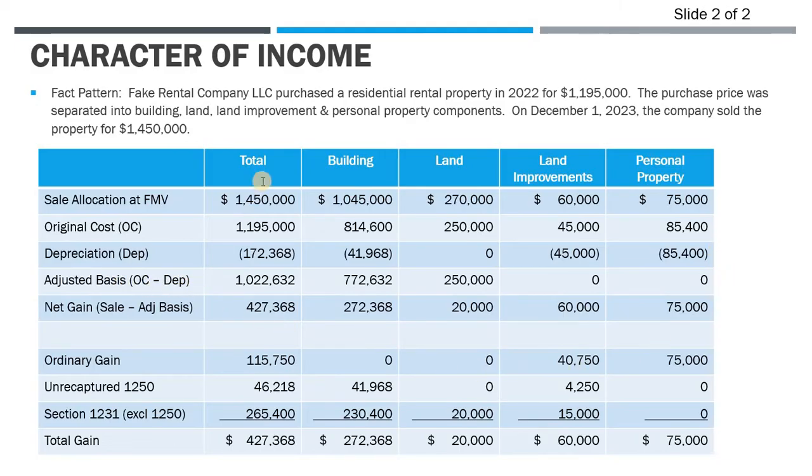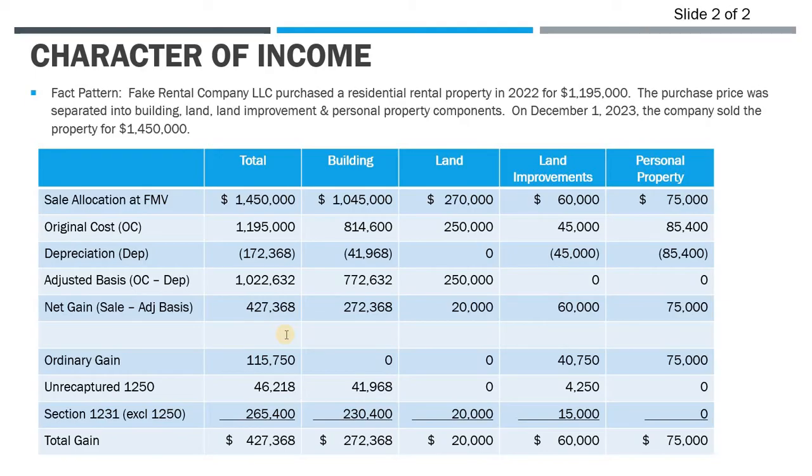When we look at the adjusted basis for each item, we've got the cost minus the depreciation. So for the building, the net gain is the sale price allocation over the adjusted basis. And then we do the same for each. For the land, we had a $20,000 gain. Land improvements, because the basis was zero, have a $60,000 gain. And the personal property, because the basis was also zero because of all that depreciation, has a $75,000 gain. So across the board, the total gain on this group sale of assets is $427,368.